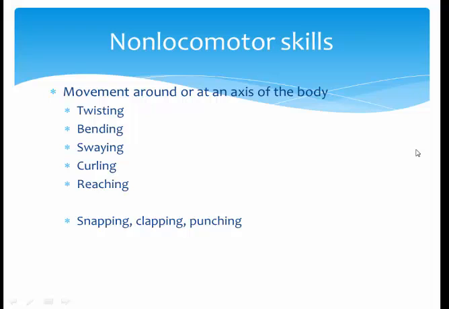The second type of skill is non-locomotor skills. So we do a lot of this when we do creative movement in dance, also in sport. So typically a non-locomotor skill is a skill that is not moving you from one place to another, but is movement around or at an axis of the body. So if you're twisting, for example, twisting your entire body or twisting a limb or just your upper body or a leg, your arms, also things like bending and swaying, curling, reaching, things that make noise like snapping and clapping or punching the air, kicking. If you're not actually kicking an object, this is considered a non-locomotor skill.